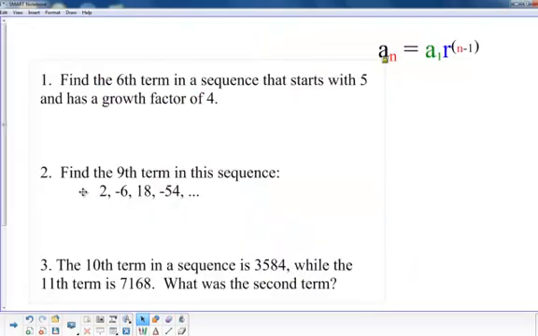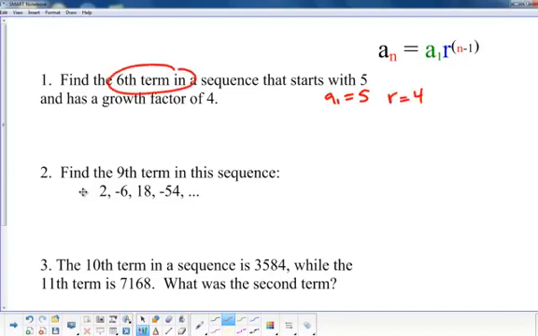Okay, so we're going to find the 6th term in a sequence that starts with 5. So our a sub 1 is 5, and it has a growth factor of 4. For the 6th term, we're going to do 5 times 4 to the 5th power. I should put 6 minus 1 so I understand where I'm getting the 5.